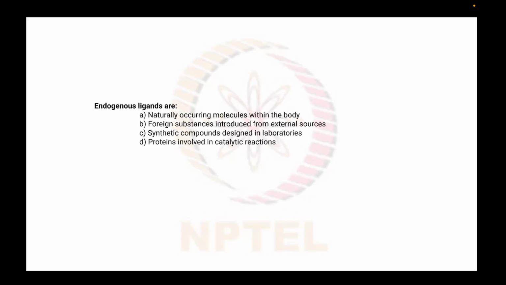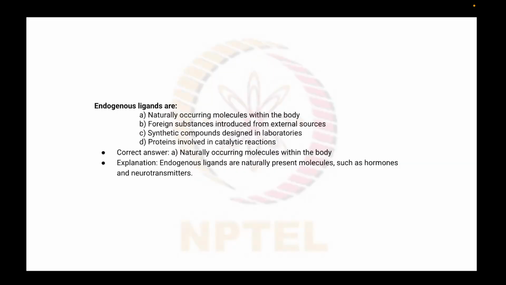As I discussed in the previous slide, endogenous ligands are naturally occurring molecules within the body. Examples include hormones, neurotransmitters, and metabolites which bind to proteins to regulate their physiological functions. The opposite of endogenous ligands is exogenous ligands, which originate from external sources and include drugs, environmental toxins, and dietary compounds. They can mimic or modulate the actions of endogenous ligands by binding to the same or different binding sites on proteins.